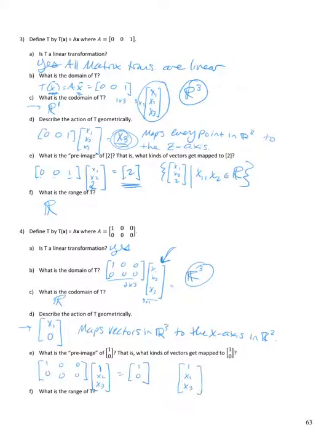Okay, what is the range of T? The range is the set of all possible outputs, which all look like this. So the range is the set of all vectors that look like x1, 0, such that x1 is an element of R. And I messed up here at part C. The codomain, which is where things get mapped to, is R2. The resulting vectors after the multiplication all live in R2.